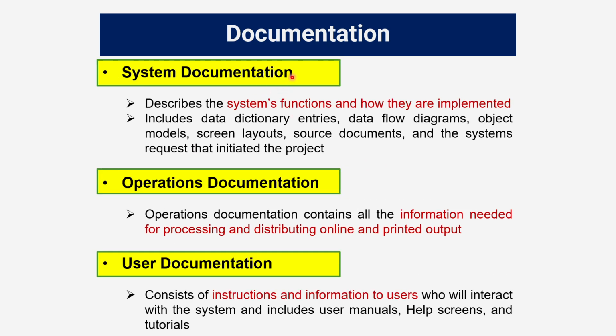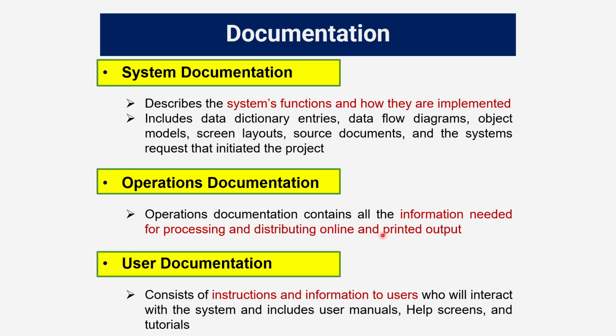Next one, system documentation. System documentation describes the system functions and how they are implemented. It will include data dictionary entries, data flow diagrams, DFD, object models, screen layouts, source documents, and the system requests that initiated the project. For the operation documentation, it contains all the information needed for processing and distributing online and printed output.